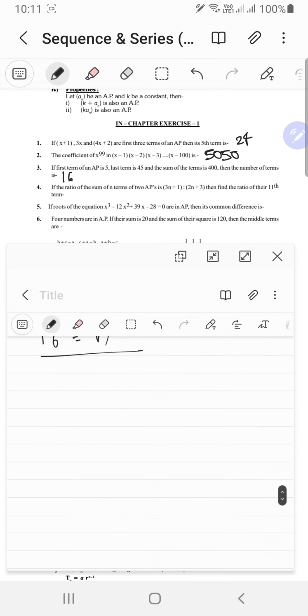Next, if the ratio of the sum of n terms of two APs is 3n plus 1 is to 2n plus 3. So n is obviously the number of terms, and the ratio is this thing. Then the ratio of their 11th term is, okay, the ratio of their 11th term.